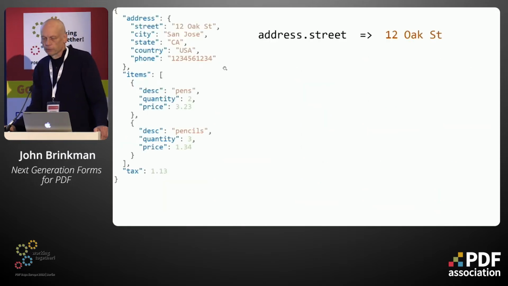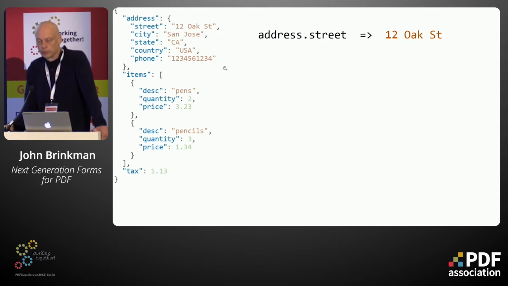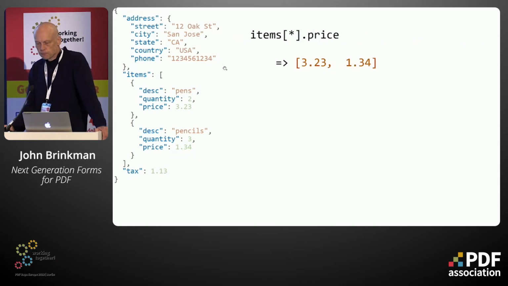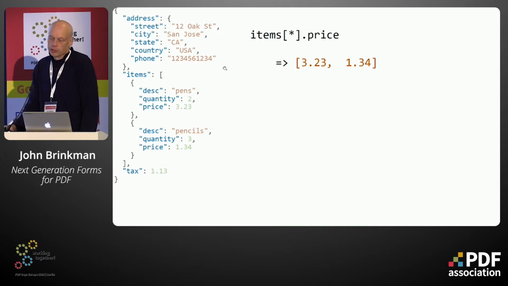And just to give you a flavor of what some json-formula expressions might look like, given the data set on the left, address.street does exactly what you think it would: navigate down into the hierarchy and find the value of the street field. And you can use substitute to do a string replacement. And then you can start addressing arrays of values, right? The asterisk operator allows you to get all the items. And then if you look at their price property, it will return you an array of price values.